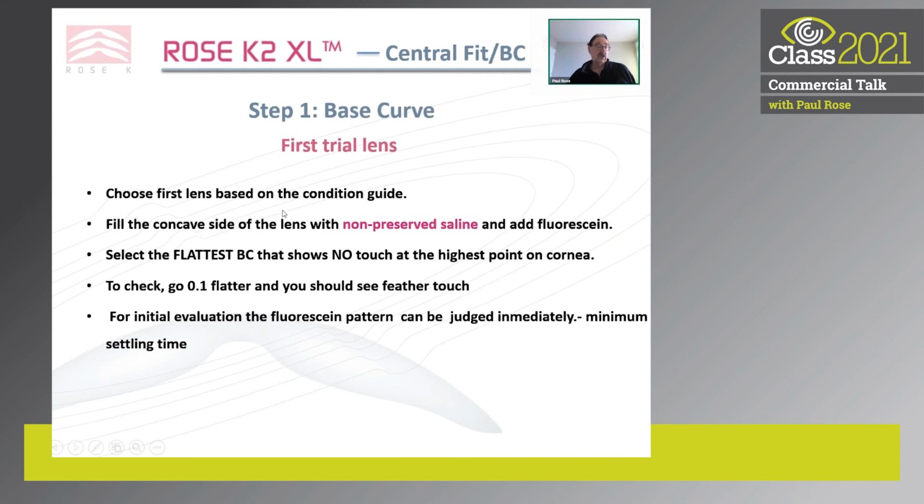So you choose your lens based on the condition guide, you fill it with non-preserved saline, add plenty of fluorescein, don't be afraid to put plenty of fluorescein in, and select the flattest base curve that shows no touch at the highest point on the cornea. So you can keep going flatter until you see that first amount of touch over the highest point of the cornea, then you know you're too flat, and you've got to go back 0.1 steeper than that.